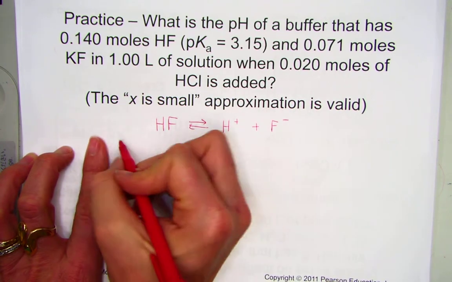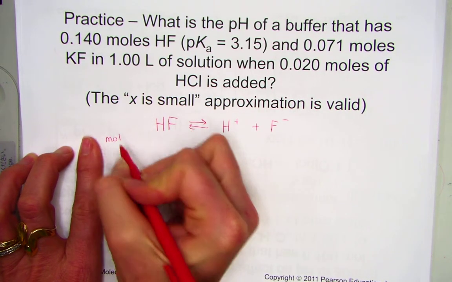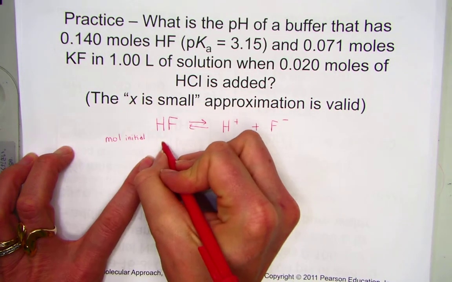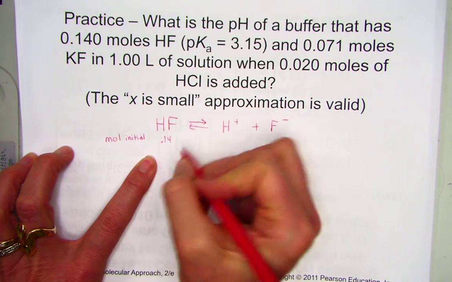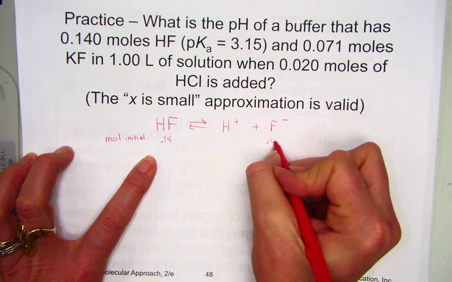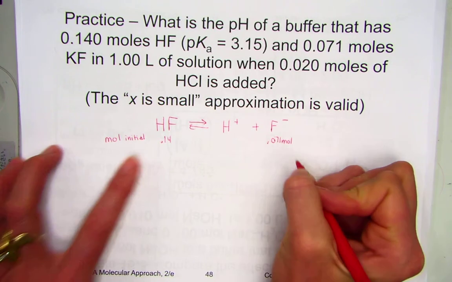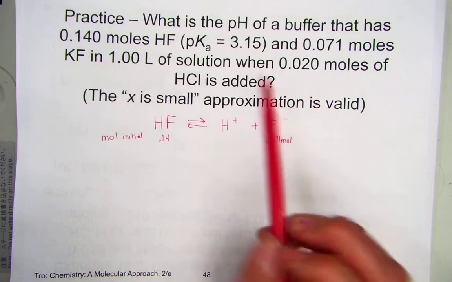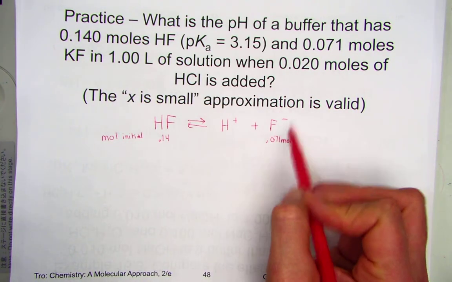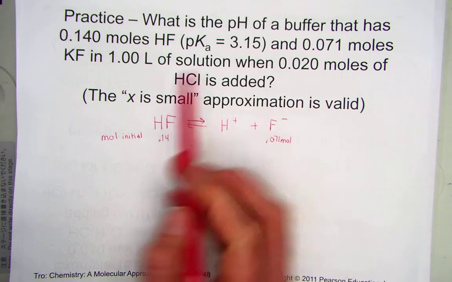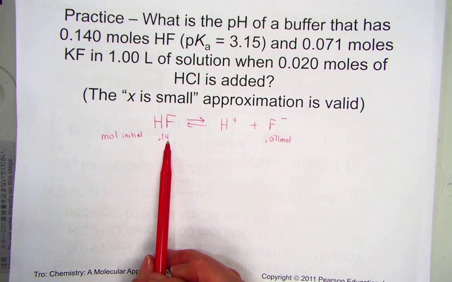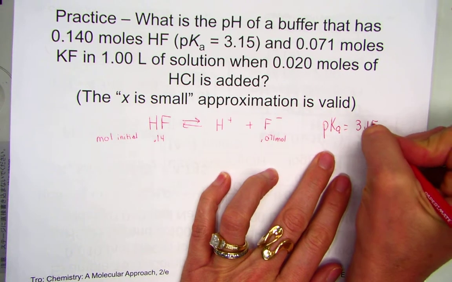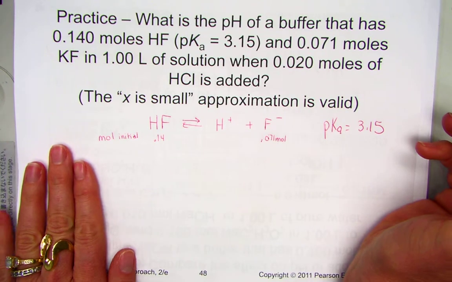What we know, the initial moles, 0.14 for the acid, 0.071 for the base, or the conjugate base, fluoride, coming from the common ion in potassium fluoride. 0.071 moles of the conjugate base. We know 0.14 moles of the conjugate acid. They tell us pKa, awfully nice, 3.15. So here's initially the equilibrium.